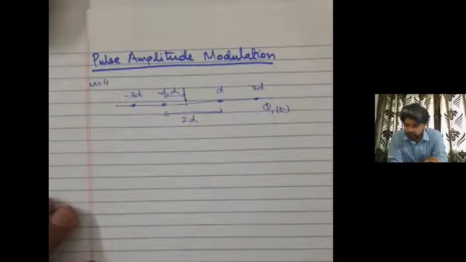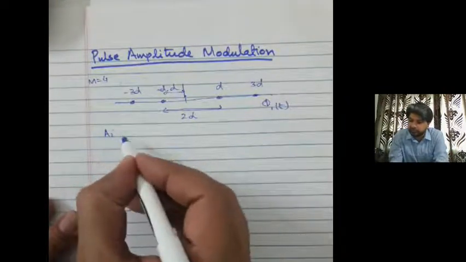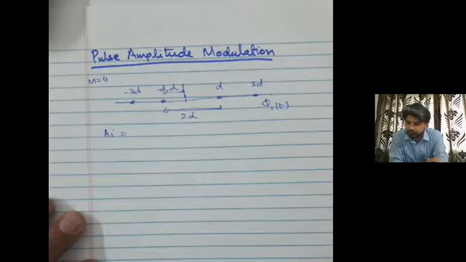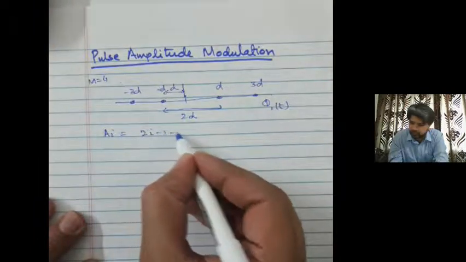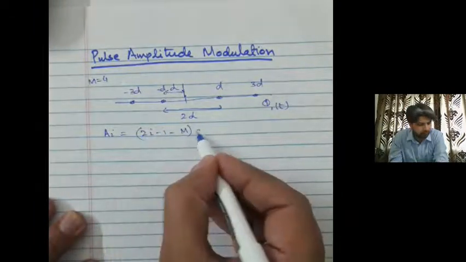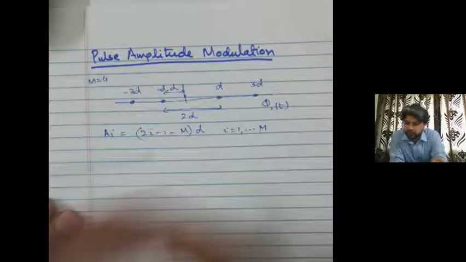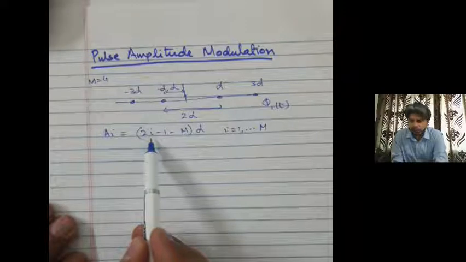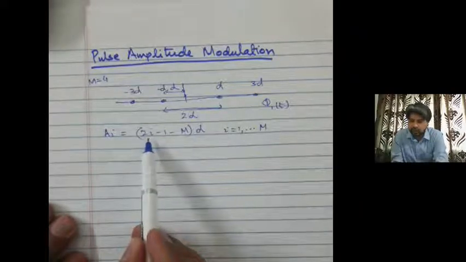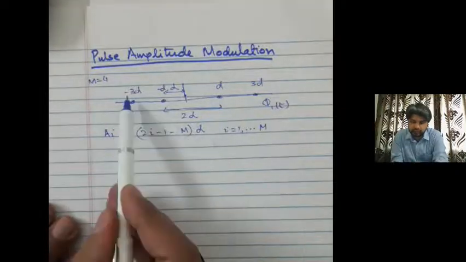Thus, generally speaking, if you want to represent your amplitude AI for different I, that would be (2I minus 1 minus M) times d, where I would take the values of 1 all the way to M. For different values of I, you would have different amplitude. For example, if I is equal to 1, then you're talking about minus M plus 1 times d. That means in this case it is minus 3d.